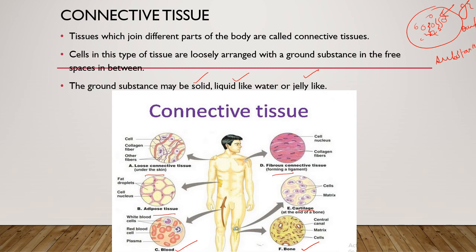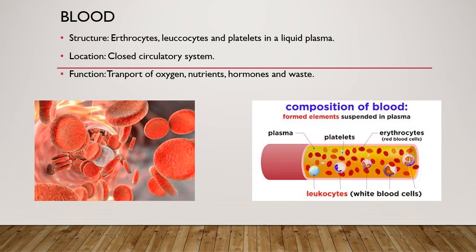These are the different types of connective tissues, and we have to learn their functions now. Again, depending upon their location and their structure, they would have their function. So the first one is blood. Blood has erythrocytes, leukocytes, and platelets in the liquid plasma. These are RBCs, these are WBCs, and these are the platelets. What do they do? The platelets help in clotting the blood. This is the composition of the blood, children.